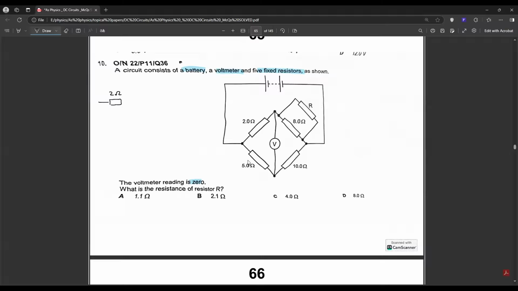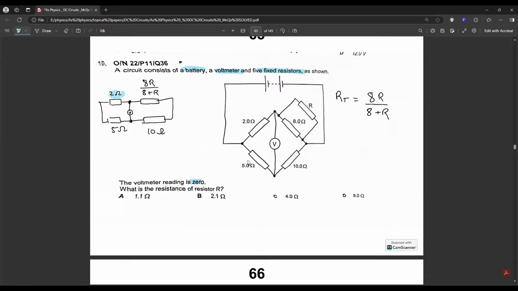Yeah. If two resistors are connected in parallel, the total resistance will be equal to what? Product of the two resistors divided by the sum of the two resistors. So this resistor will have a value of what? 8R divided by 8 plus R. Perfect. And then you have a 5 ohm resistor, and then you have a 10 ohm resistor. This is connected like this in parallel. This is your first end of the voltmeter. This is your second end of the voltmeter. If you are at a null point, what does that mean? The ratio of the blue resistors will be equal to the ratio of the yellow resistors.